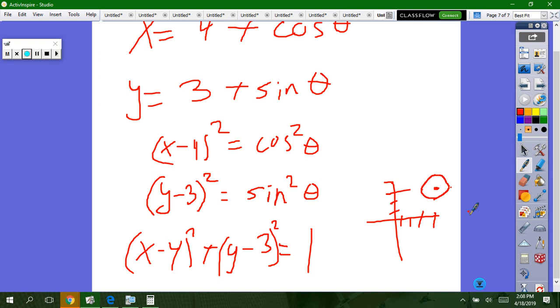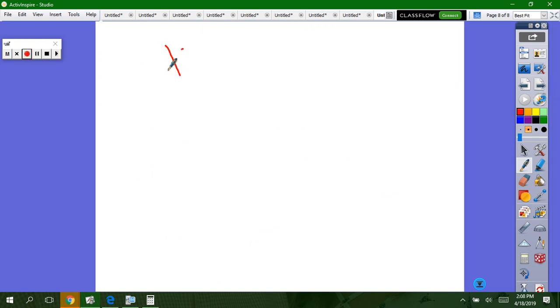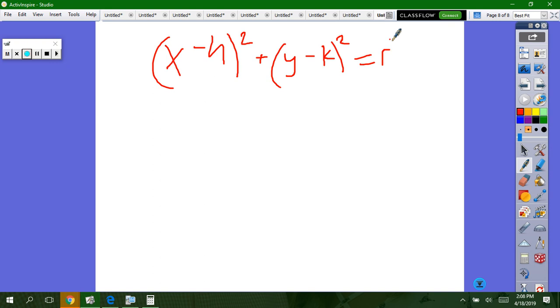You guys remember somewhat of the circles though? By the way, here's your basic equation of a circle. X minus h squared plus y minus k squared equals r squared. So hk is your center, where r is your radius, right?